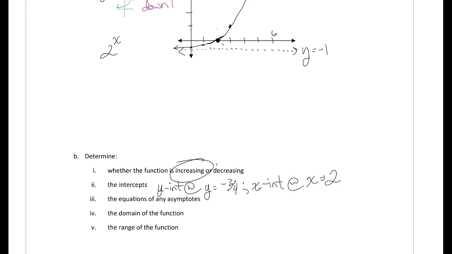Equations of any asymptotes. I still don't have a vertical asymptote because I haven't changed my domain at all. So my horizontal asymptote is the only one that exists. But again, I've shifted that down 1 due to that vertical shift. So it's now at y equals -1 instead of 0. My domain still allowed to put anything in for x in that exponent, so it's still negative infinity to positive infinity. But because I've shifted down and my horizontal asymptote has moved down, my range has also moved down to -1 and positive infinity.